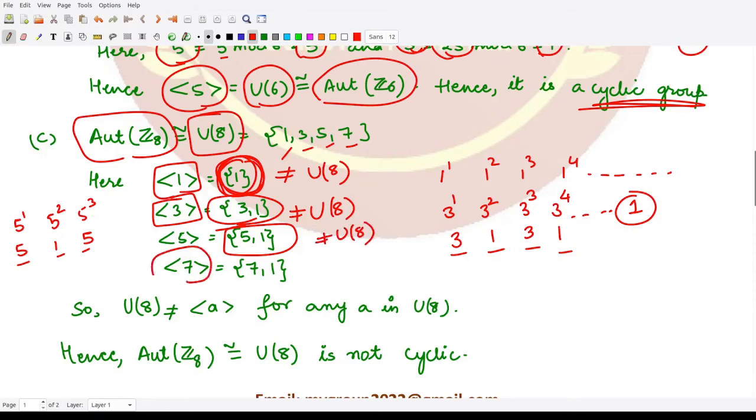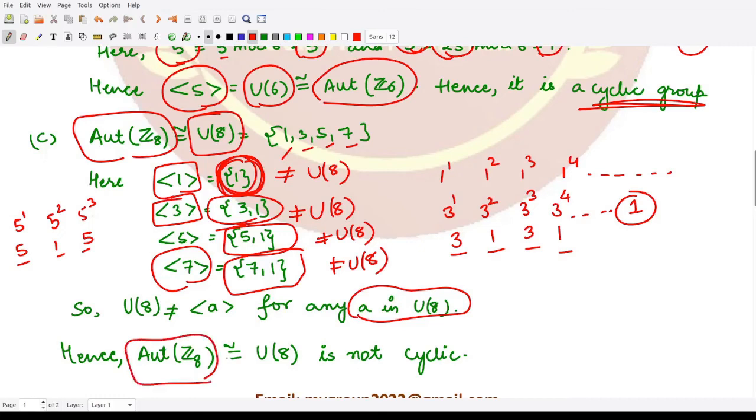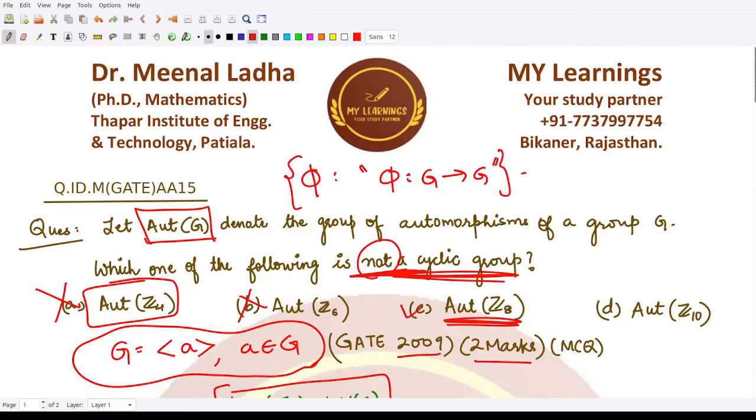Similarly, the subgroup which is generated by 7 contains only the members 7 and 1, hence this is not equal to U8. So U8 is not equal to any group which is generated by a, where a is some member in U8. Hence this group U8 is not a cyclic group, and because automorphism of Z8 is isomorphic to U8, this is also not a cyclic group. Hence option C is the correct option.